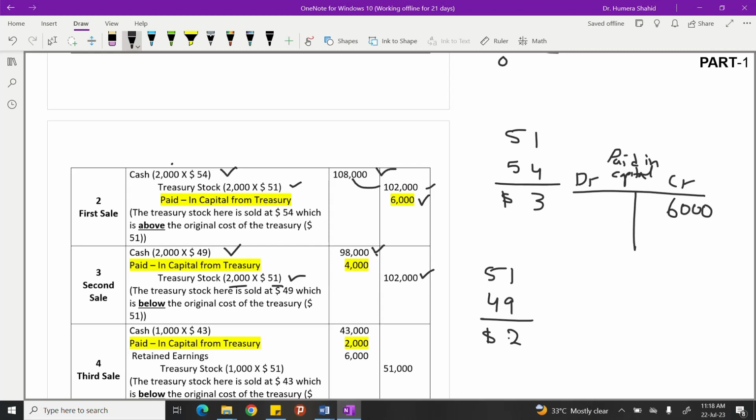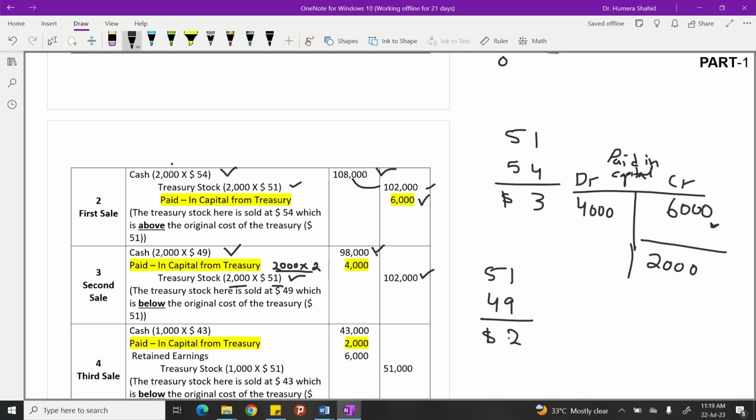How much shortage? $2 per share. 2,000 shares were reissued and $2. How much amount do we need? 4,000. Before debiting paid in capital, check: do you have a balance on the credit side to debit it? Yes, we have 6,000, but we need only 4,000. So we can debit it. Immediately update the balance. Now we have a credit balance of 2,000.